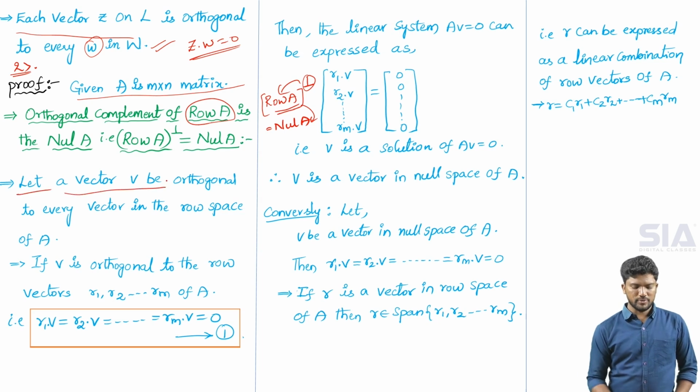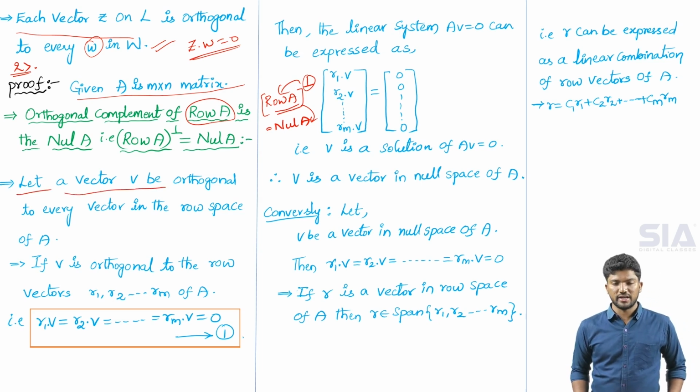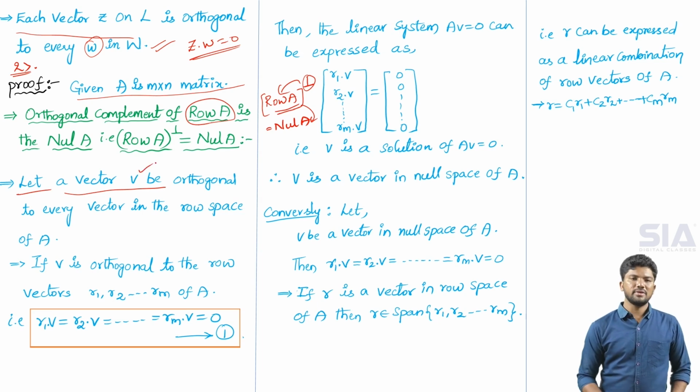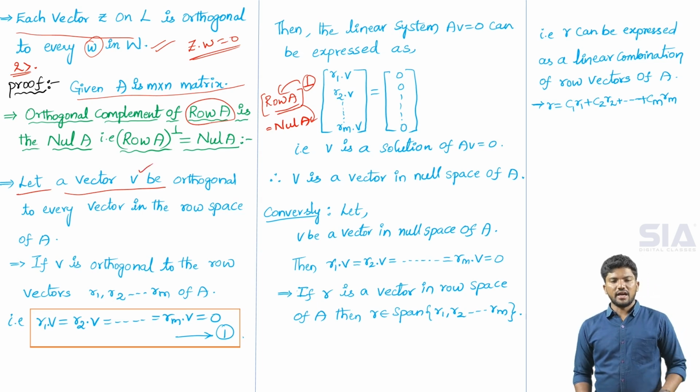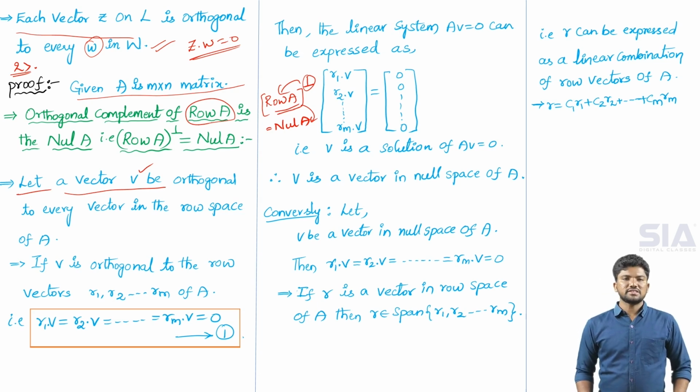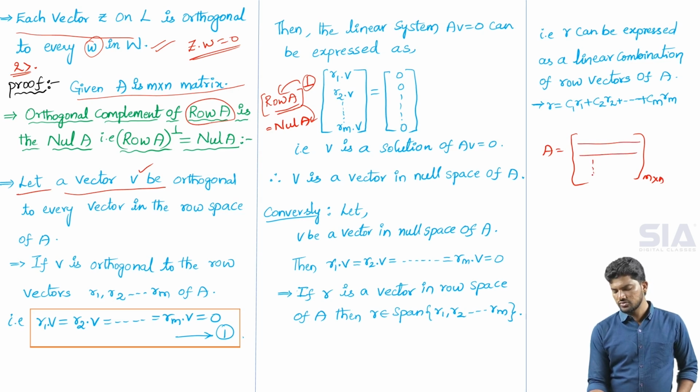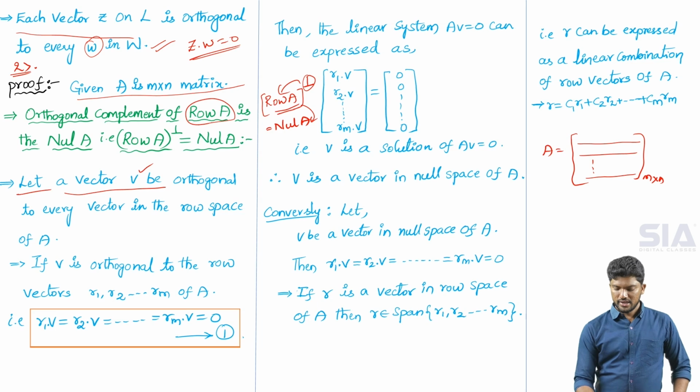Let a vector capital V be orthogonal to every vector in the row space of capital A. Actually, the row space of A we can take in this format, whenever you take capital A as an m by n matrix. This one is the first row, second row, up to the mth row. This one is the first column, second column, up to the nth column.